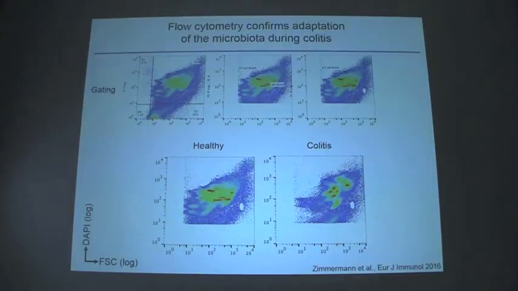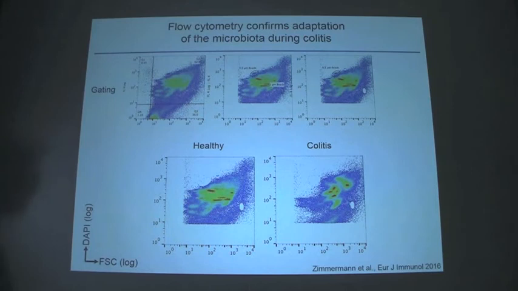And when you do this, here is such a cytometric profile. Of course you gate out the background and you spike in beads, so you can standardize the measurement. And then what you see is the cytometric profile of the fecal microbiota of a healthy mouse, and this of a colitic mouse. And you see very drastic differences between these two already by naked eye.